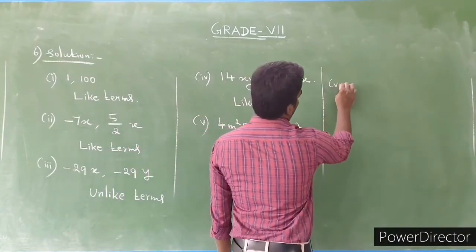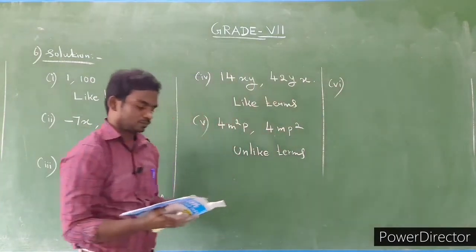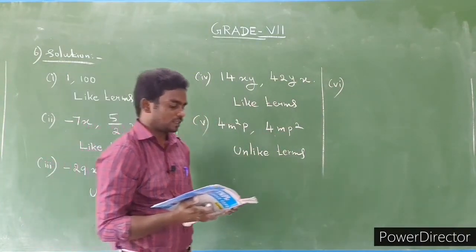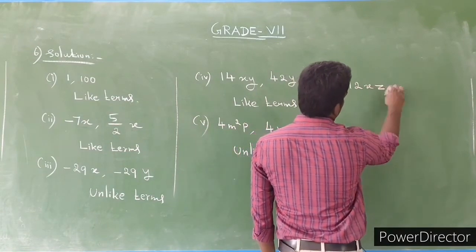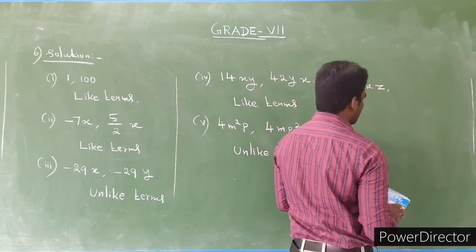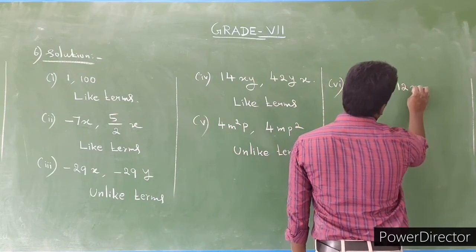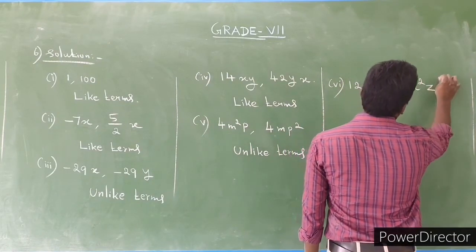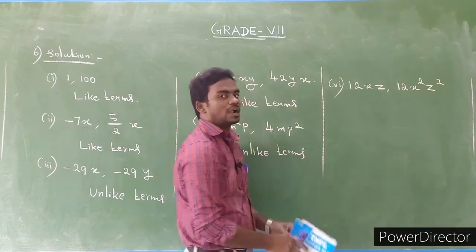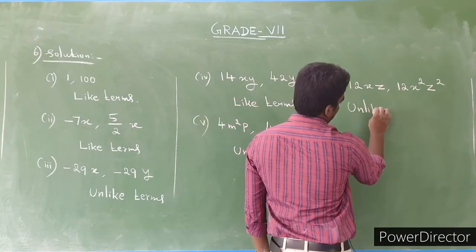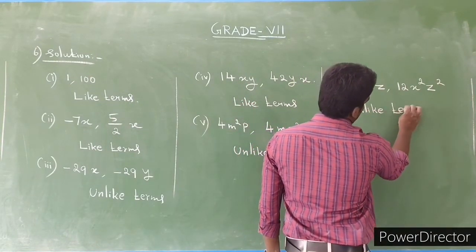Next, the sixth one, 12xz, comma, 12x square z square. So is this a like term or unlike term? Yes, this is an unlike term. Unlike terms.